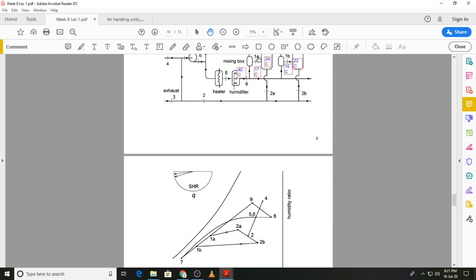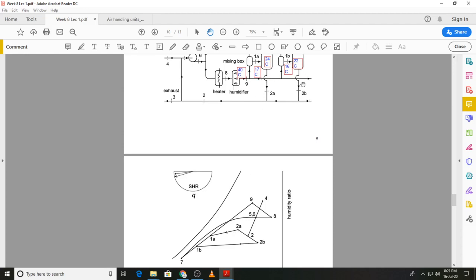over here. Temperature 1A is higher than temperature 1B, though it could be the other way around. So you can have state 1B at a higher temperature and state 1A at a lower temperature. That depends on the zone conditions. Then again you have the load ratio lines 1B to 2B, and then 1A to 2A. So that's the space condition line for the two zones.